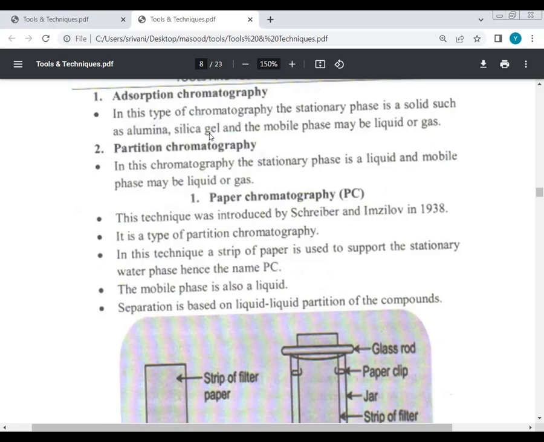Next, silica gel. Silica gel means silicon oxide, SiO2.